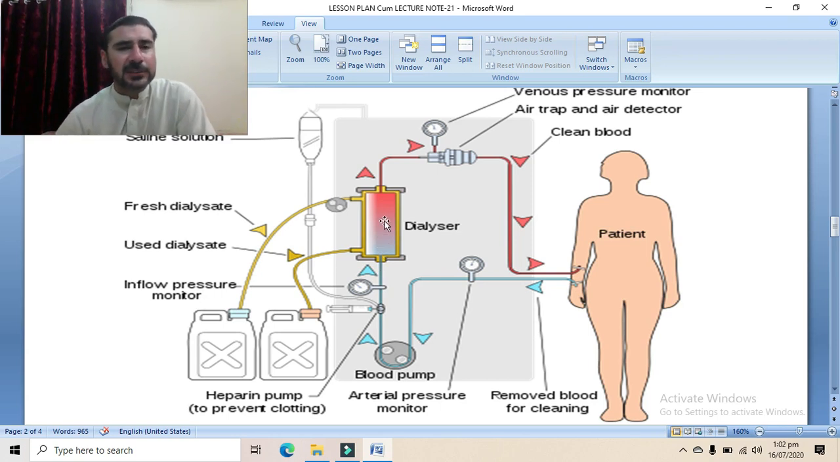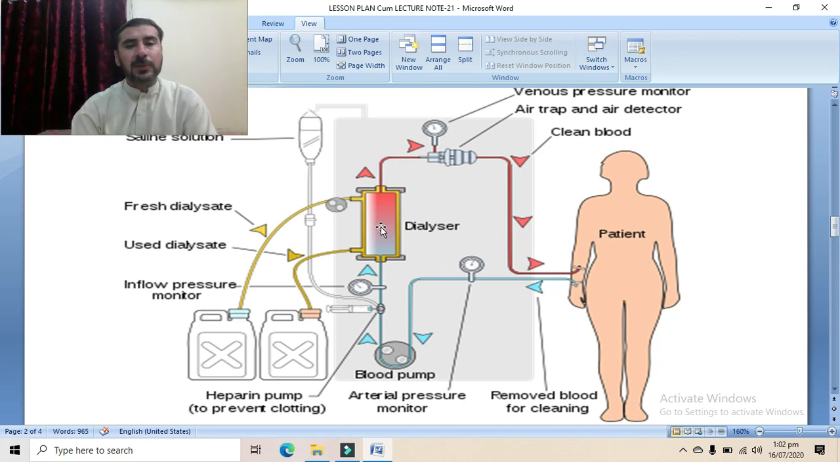This dialyzer basically contains various small tubes, and those tubes are made of cellophane, and those tubes' walls are basically semi-permeable. From here, through this catheter, the blood is transferred into this dialyzer. This dialyzer contains cellophane tubes which have semi-permeable membranes, and inside those tubes there is dialysis fluid. So through pressure the blood is pushed here.